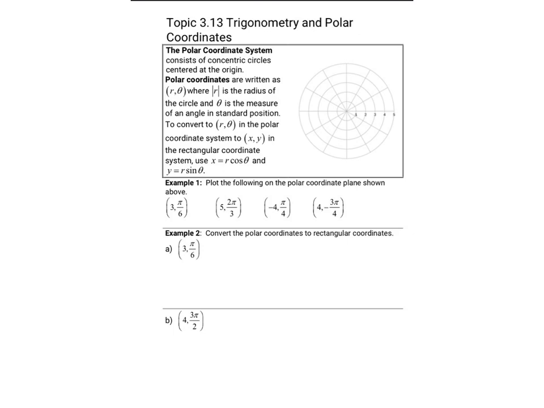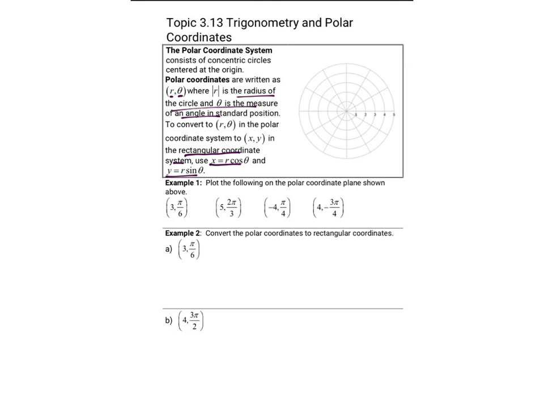Polar coordinates are written as r comma theta, where the absolute value of r is the radius of the circle, and theta is the measure of the angle in standard position. To convert from r comma theta to x comma y in the rectangular coordinate system, we use x equals r cosine theta and y equals r sine theta. And you've seen these two relationships already quite a few times.